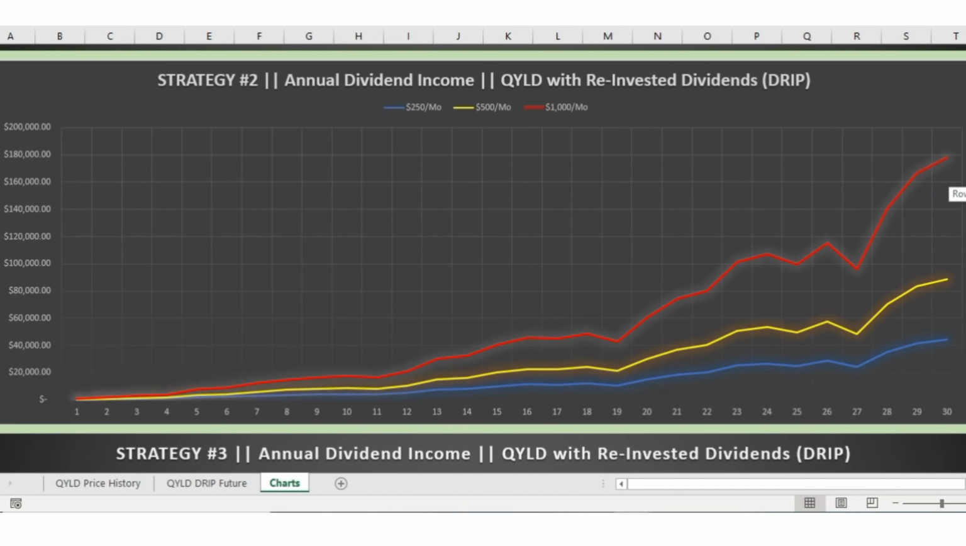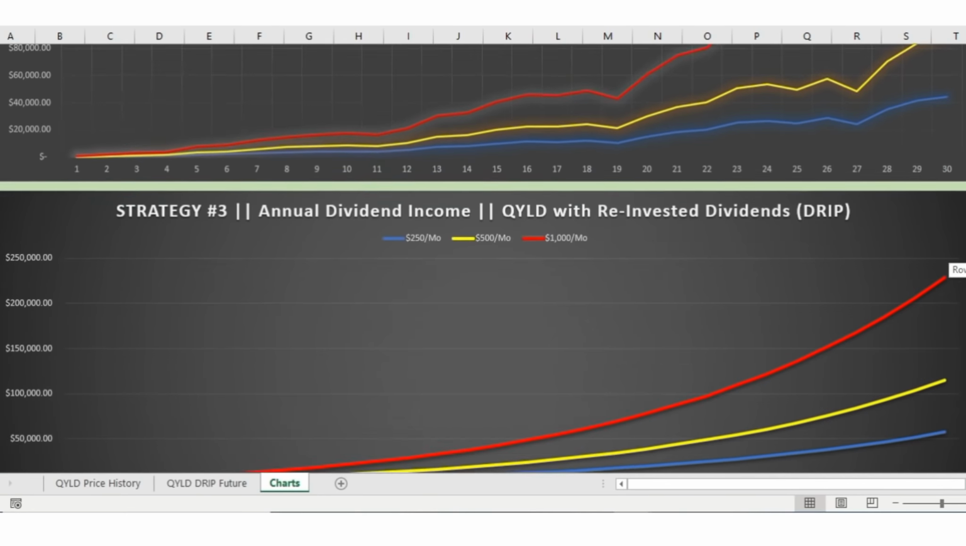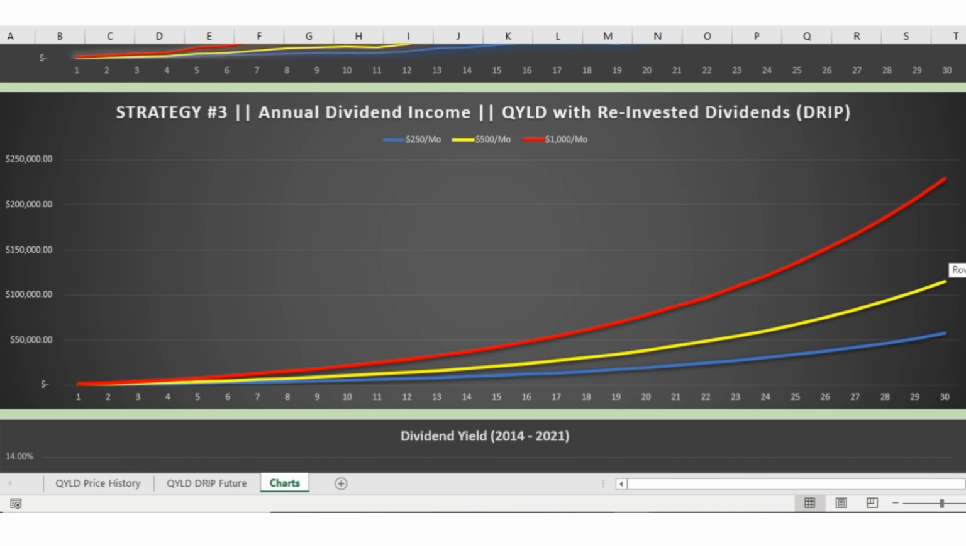Here is strategy number 2, the annual dividend income. In this situation, we can see $250, $500, and $1,000 a month in dividend income. We can see that this does look a little bit more realistic given the ups and downs of QYLD's actual dividend history. We would be up here right around $180,000 annually, best case scenario, 177. Then we would be at $88,000 annually based on $500 a month in year 30, and then we'd be at $44,000 here.